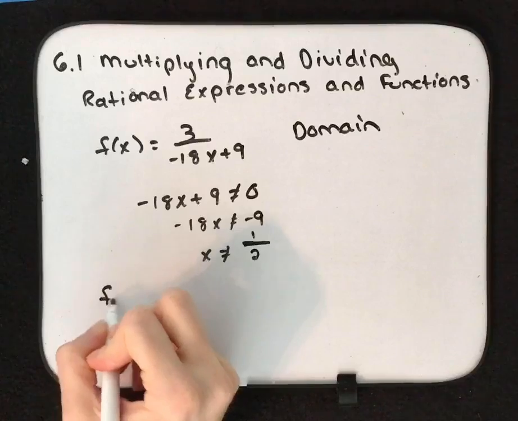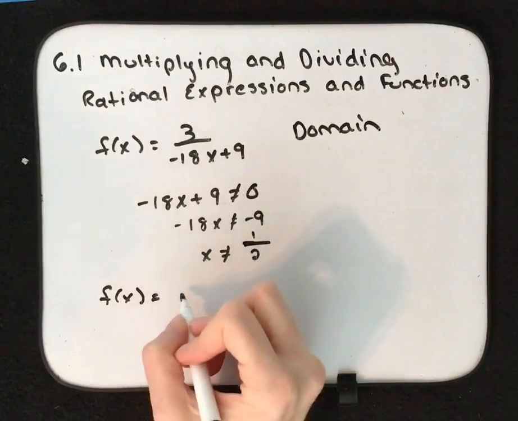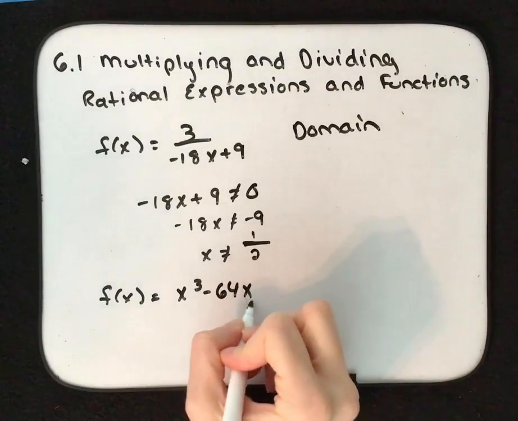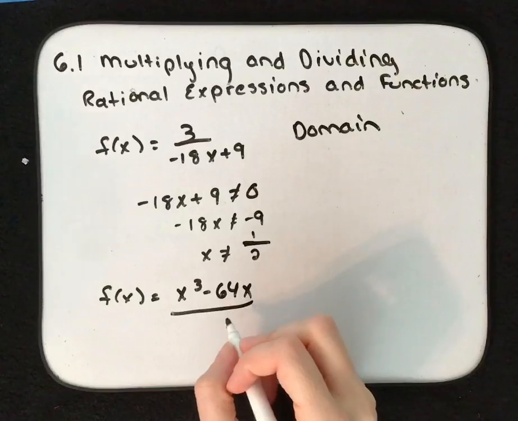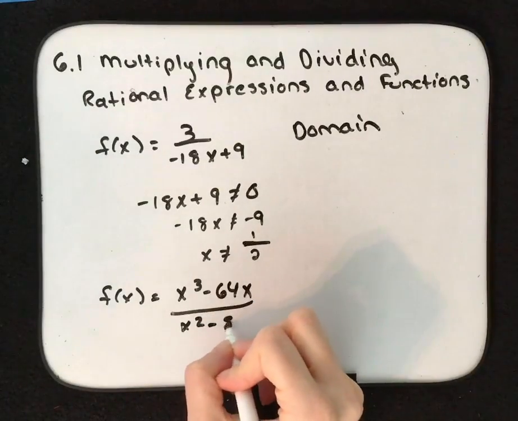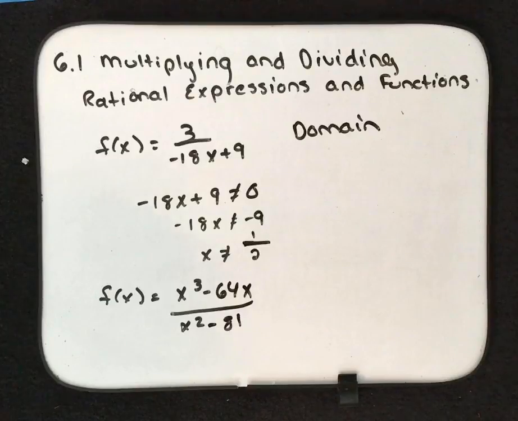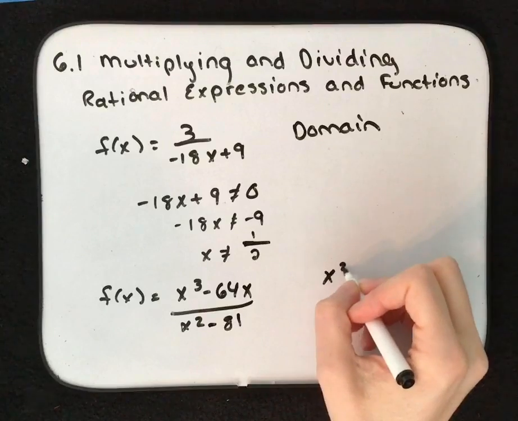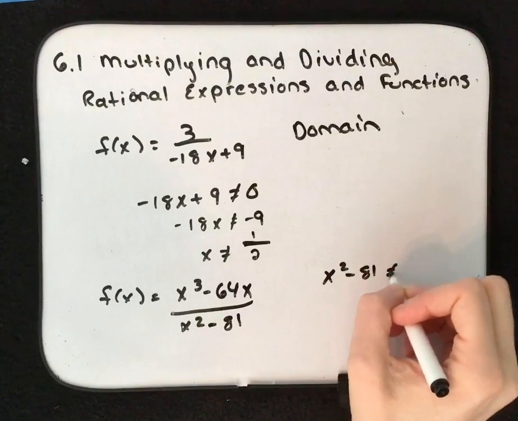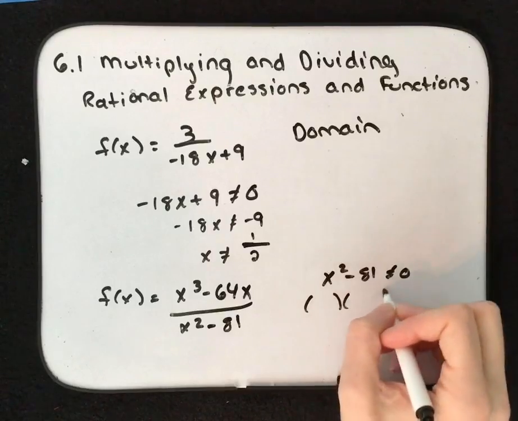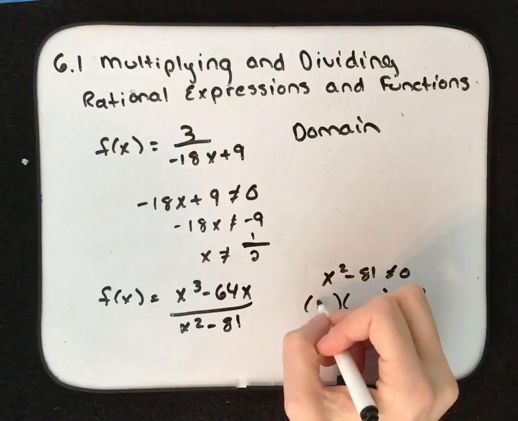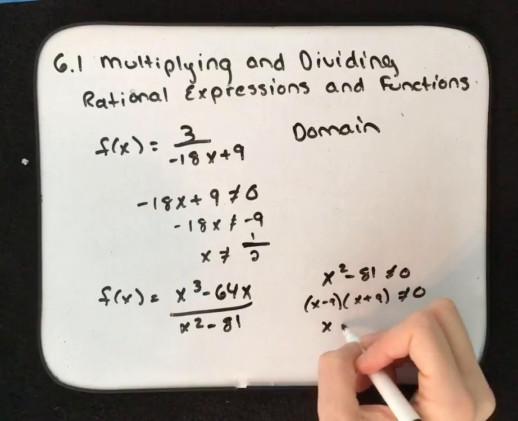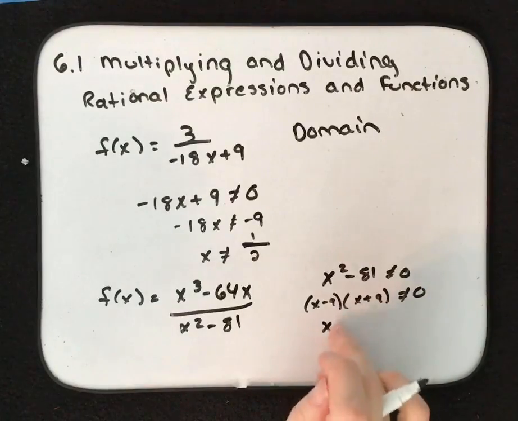Look at another one. If we're told f of x equals x cubed minus 64x all over x squared minus 81. So again, we need to look at the denominator. If we look at the domain, we are looking for x squared minus 81 to not equal 0. Well, x squared minus 81, that's a perfect square. So that would be x minus 9 and x plus 9.